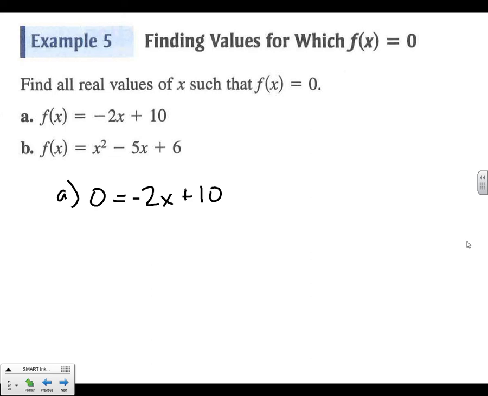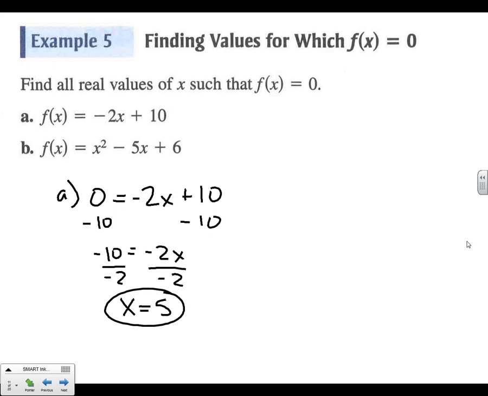Here we go. Negative 2x plus 10. We're just going to solve this. Negative 10 equals 2x. Negative 2x divided by negative 2, and x is 5. All right, and so that's also an intercept, 5, 0, because we said that y, or f of x, is 0.